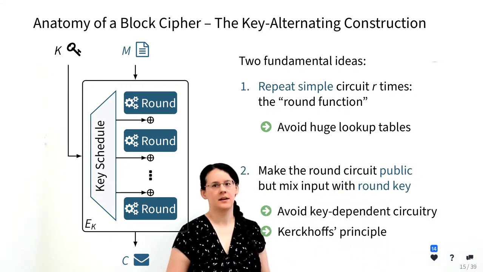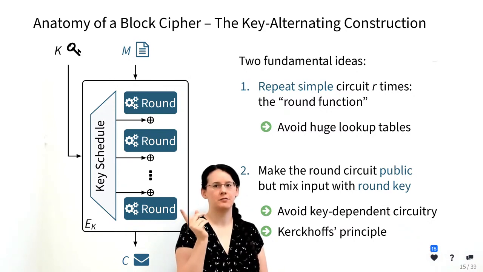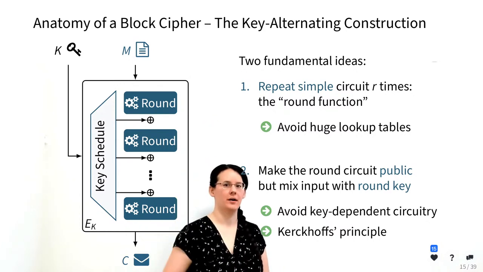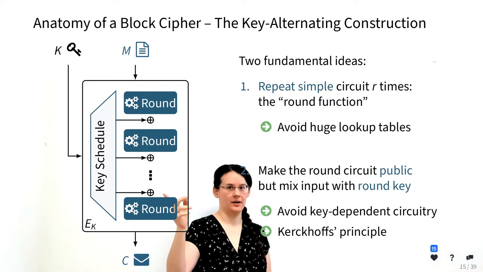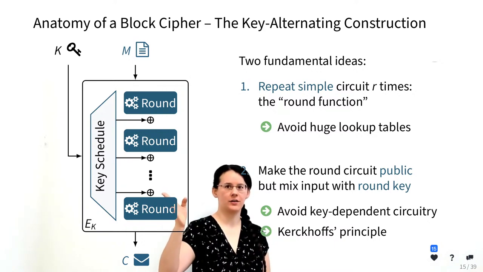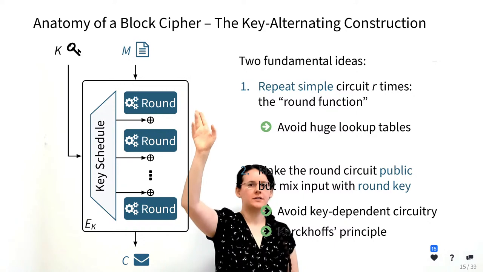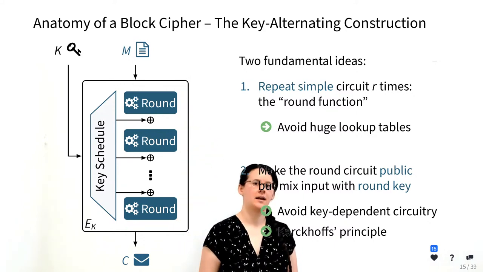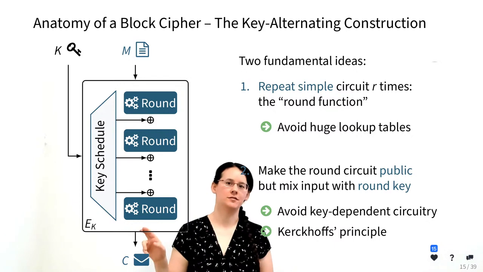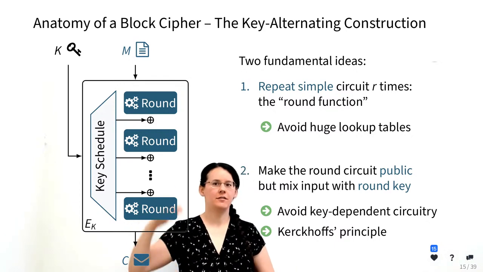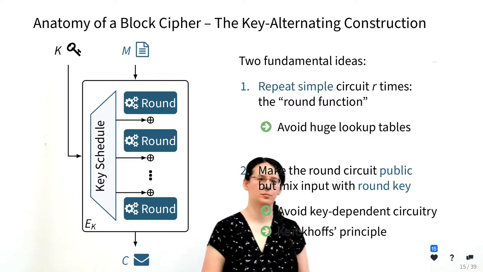The second idea is to make the round circuit not key dependent. So to have an unkeyed function here that is exactly the same in every round. And the way you introduce the round key is by XORing it before you start the round. This is what is called, like written in the title, the key alternating construction, because you alternate between having a round, adding the key, having a round, adding the key, and so on. What this picture doesn't show is that usually the first key is added before the first round and the last key is added after the last round, so that every call to the round function is masked by a key. So there is no round function call where you know the input or output.